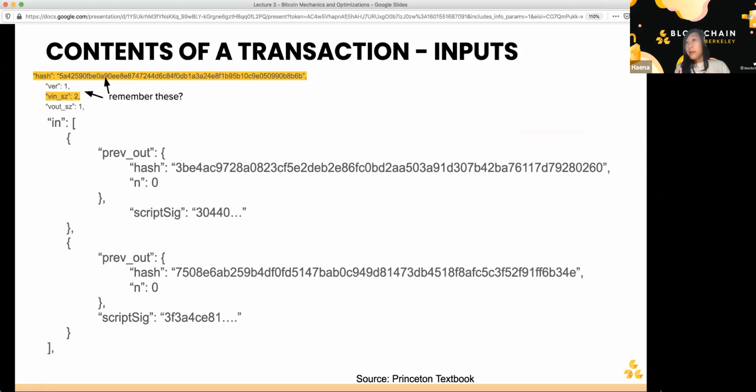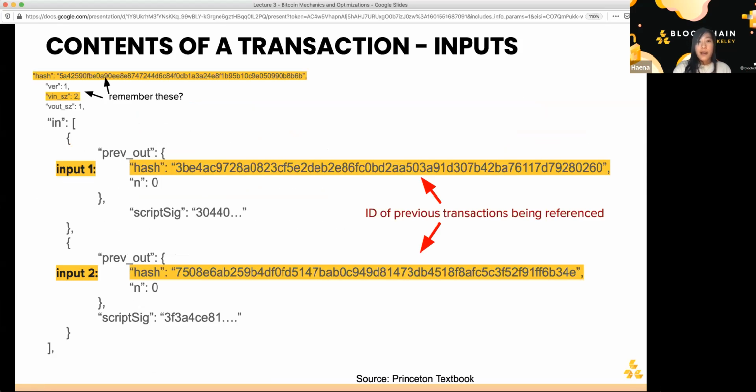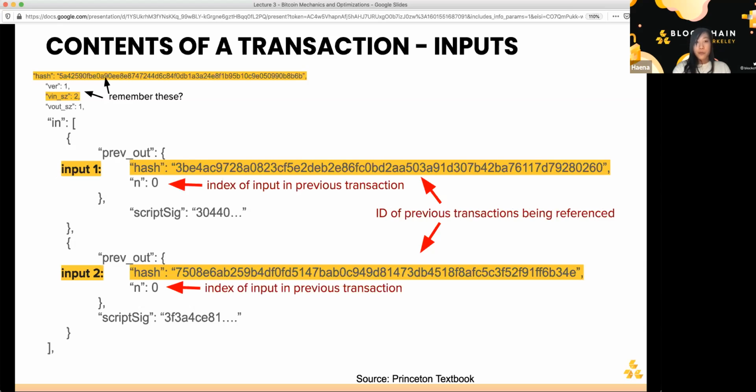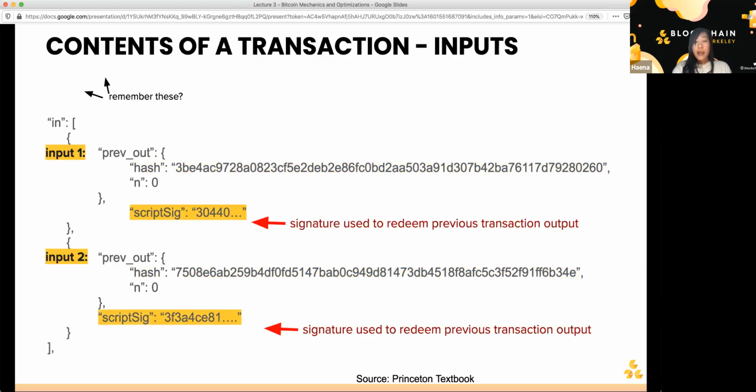All right, so now that we've covered the metadata, let's take a look at the input portion of the transaction. If you remember from the metadata section, VN was 2, so that indicated this transaction had 2 inputs. And now we see in the input section, there are 2 sections for 2 inputs. These sections both include a hash that stores the ID of the previous transactions that are being redeemed. They also include the index of the output in the previous transaction. And they also include the signature used to redeem the previous transaction outputs.